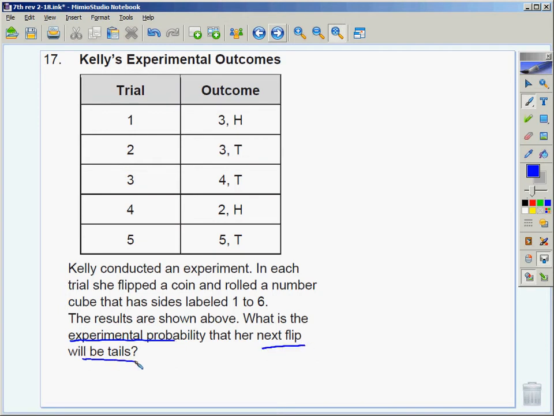So really, all I'm interested in is the tail side of this information. The number doesn't really matter. The numbers here don't make any difference. The number of trials that she did was 5. And I want to see how many of those trials actually had tails. 1, 2, 3. So the probability that her next flip will be tails would be 3 out of 5.